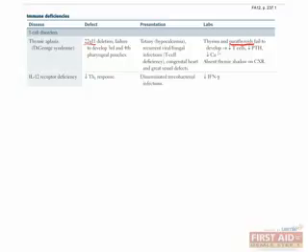IL-12 induces T cells to differentiate into Th1 cells. A deficiency in the receptor for IL-12 thus diminishes the Th1 response, which can lead to disseminated mycobacterial infections.